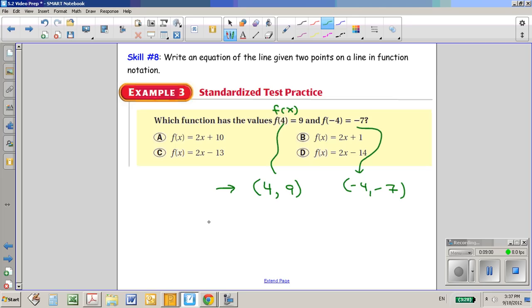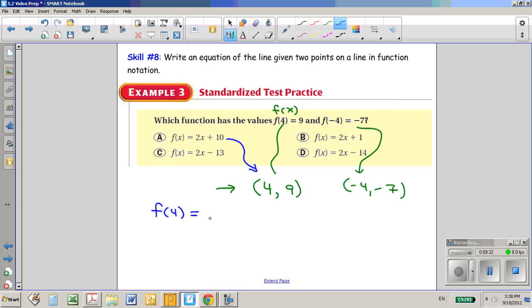Now this is a multiple choice question, so I want you to use a different strategy. I want you to think about this. All you really have to do is choose a point, and I'll choose 4, 9 because it's both positive, and basically just check which one of these equations will have 4, 9 on the line if you were to graph it. So literally all you're doing is you're substituting 4 for x, and you're checking which equation will give you 9 as an answer. Okay, so I want to know what is f of 4.